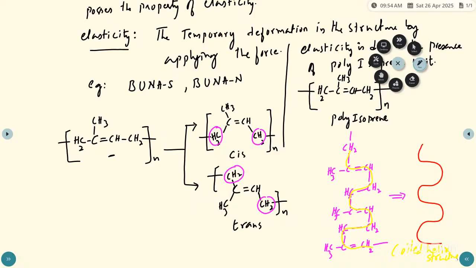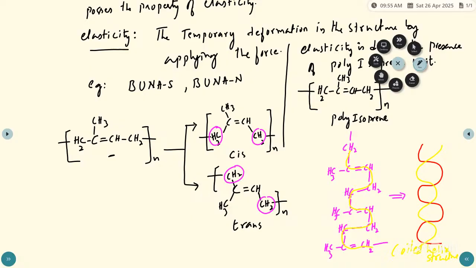So what is the structure of DNA? Double helix. What does a double helix look like? So this is a double helix. This one is a single helix, a coiled helix. So due to the coiled helix structure, the rubber has the elasticity property. This is the reason behind the elasticity of the rubber. Is it clear?